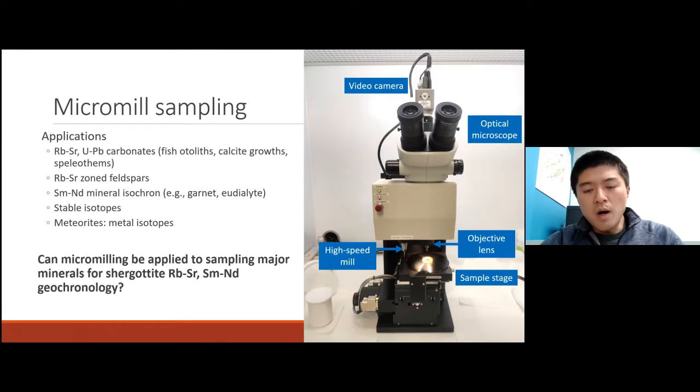So given the variety of these applications, this study aims to assess whether or not micromill sampling can be applied to extracting major minerals in shergottites for rubidium-strontium and/or samarium-neodymium geochronology.